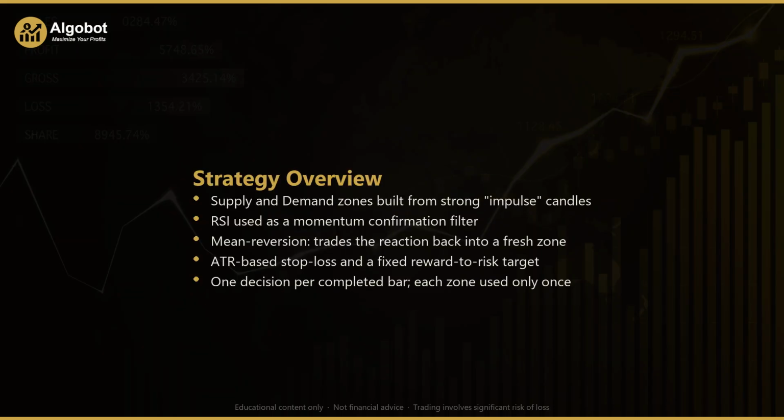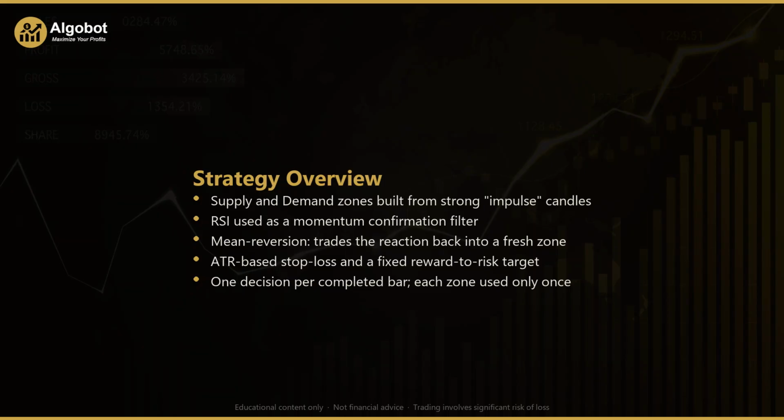Let's start with the big picture. Impulse zone reversion is a mean reversion strategy. That means instead of chasing a move, it waits for price to stretch away and then come back to a level where, historically, supply and demand can rebalance. The strategy can run on any symbol and any time frame you attach it to in MetaTrader 5, since it works purely from price candles and two standard indicators.